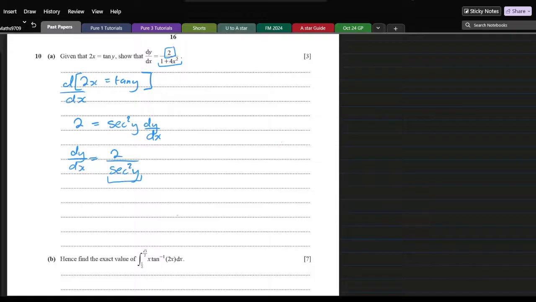So we have to find a way to rewrite sec squared y as 1 plus 4x squared. And we can do that by going back to our original equation here. We've got 2x is equal to tan y. Let's square both sides. So (2x) squared is equal to tan squared y. So this becomes 2 squared x squared, and this is tan squared y.